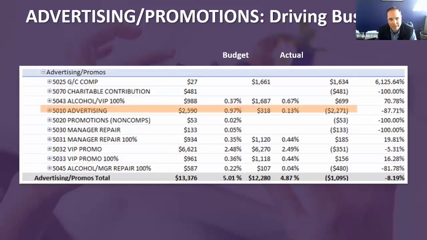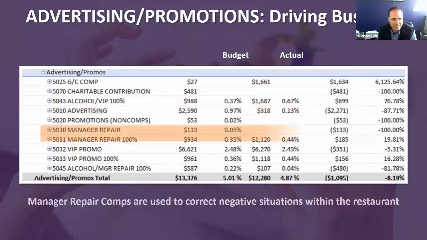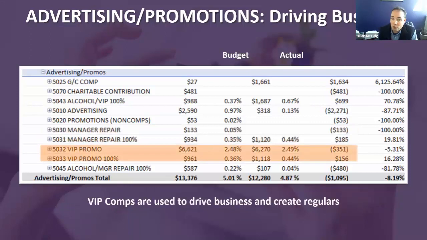So direct advertising costs in this example are included with the different comps and discounts. A common way to categorize your comps and discounts is manager repair, which we think of as things that are correcting negative situations within the restaurant and are really good for giving operators feedback on, hey, this is something we want to get better at moving forward. And then there's also VIP promo type discounts that are really used to drive business and create regulars. And this really hopefully helps ring true as to why this is categorized as an advertising cost for you.